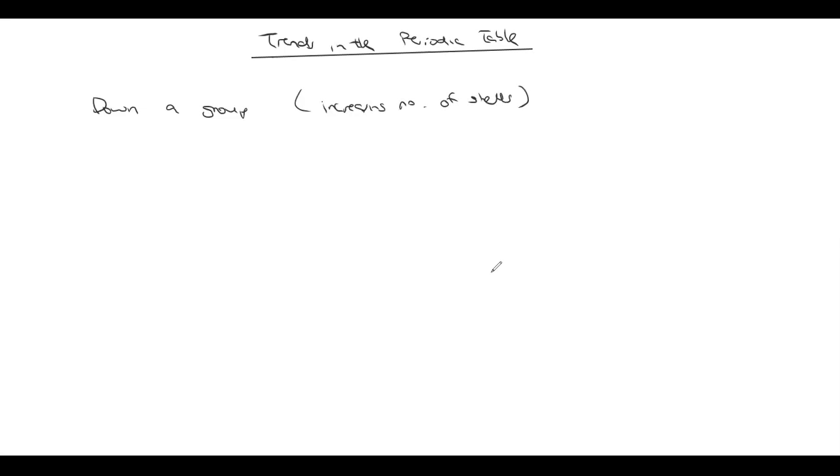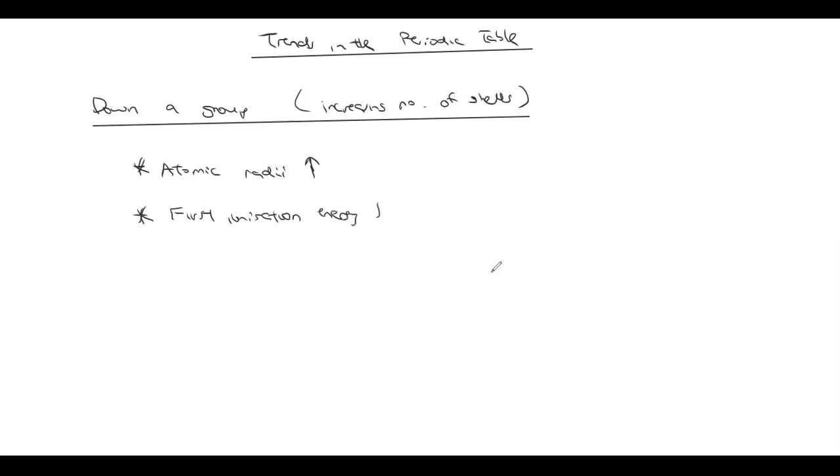So as a result of that, and you will need to know how to explain it, if you are going down a group, that means the atomic radius will increase. Because after all, you're adding on another shell. As a result of an increase in atomic radii, your first ionization energy will go down because you're further away from the nucleus. And similarly, because you're attracting the electron on the outer shell less, that means your electronegativity will also go down.